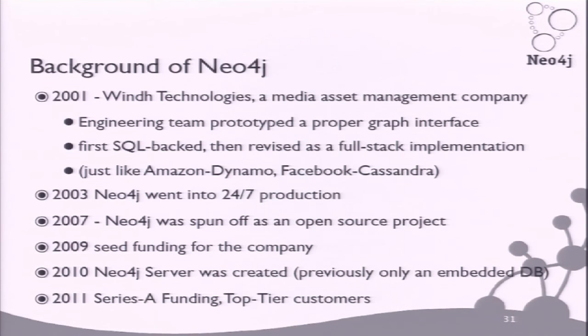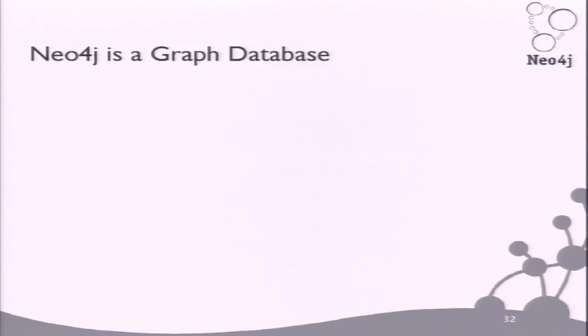Anyways, we prototyped it way back in the days, in the early 2000s, when we worked at the media asset management company, which is like enterprise content management. It got released as an open source project in 2007. We got some seed funding for the company backing the open source project called Neo Technology in 2009. We were only an embedded Java library before, a simple jar file, less than 500K, up until 2010. And that's when we released Neo4j Server, which is to old Neo4j sort of what Solr is to Lucene. So it puts it out on the wire. So that's sort of the quick background.